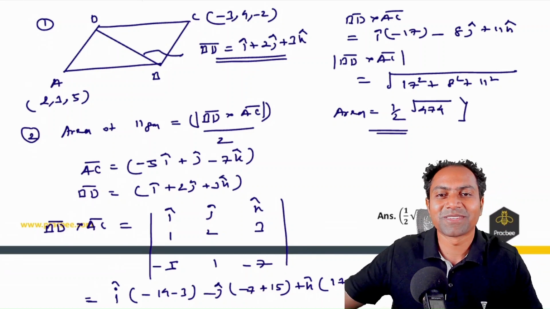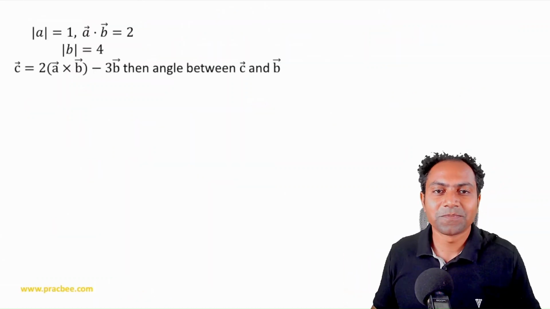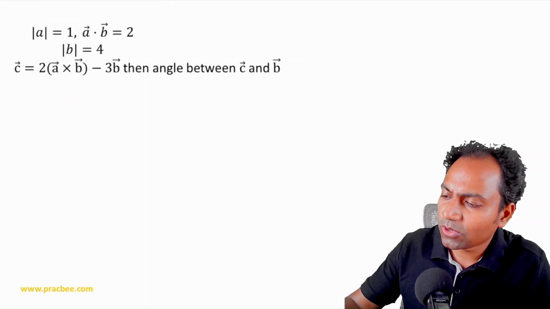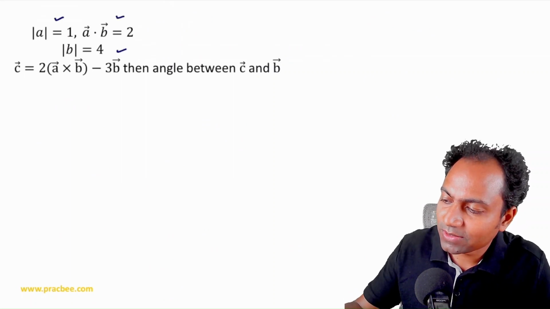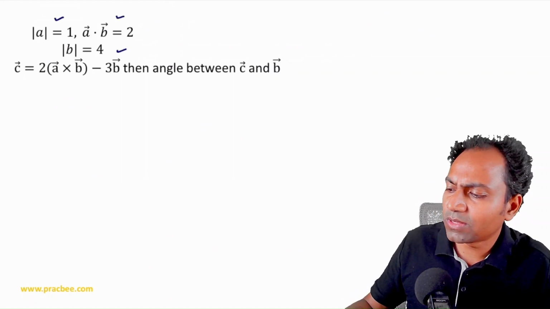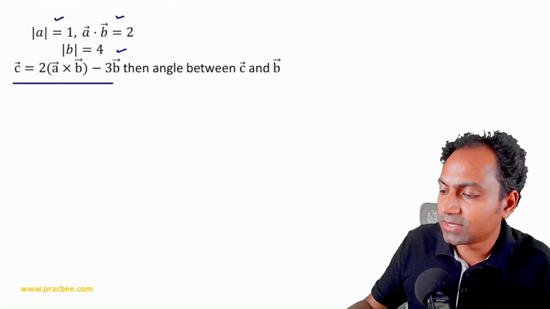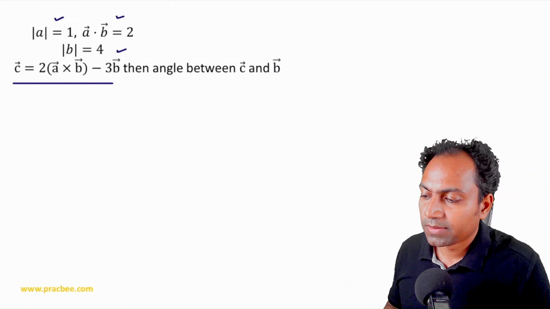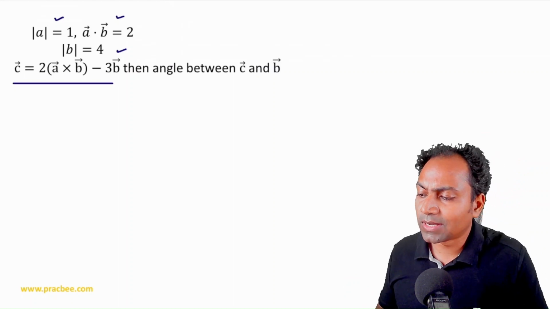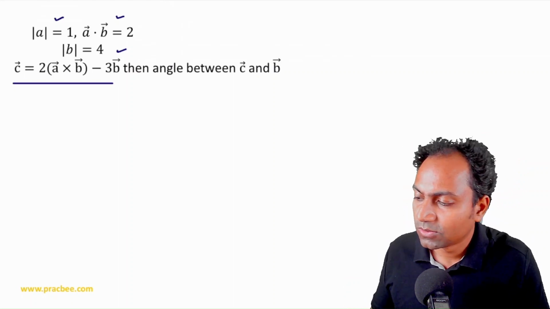Quite a simple question. If I move towards the next question, it talks about a lot of information they have given to us. In fact, 3 very important pieces of information. And what they want from us is a very simple thing: find the value of the angle between C and B vector. Now, in this question, you can see that they have written a vector also.